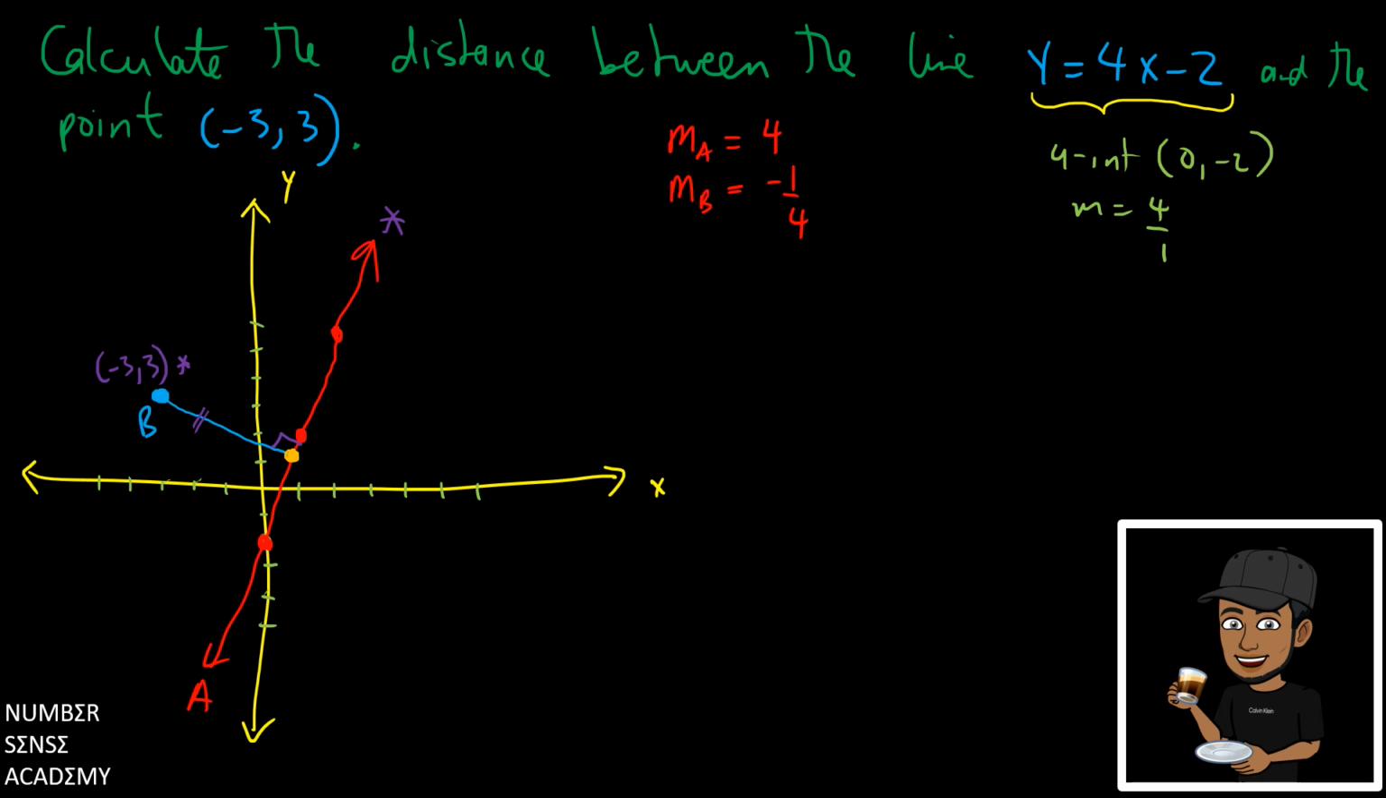So let's do that. So let's first find the equation of B. So we're going to have y minus y1 equals m times x minus x1. So y minus 3 is equal to -1/4 times x minus -3, which is x plus 3.